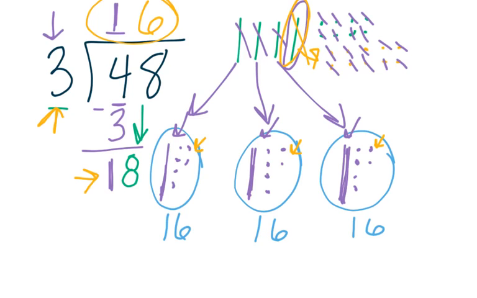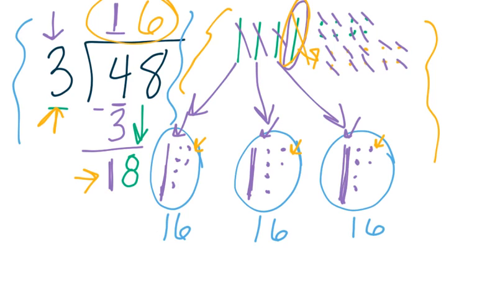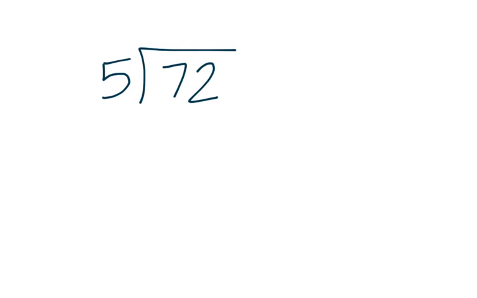So we get a quotient of 16 here, and we got our quotient of 16 here. All of this stuff is what it looks like with base 10 blocks. All of this over here is what it looks like when we're just doing long division. But it's the same process. We're taking these numbers and we're bringing them apart into equal groups. Okay, let's take a look at another one. This one a little quicker.